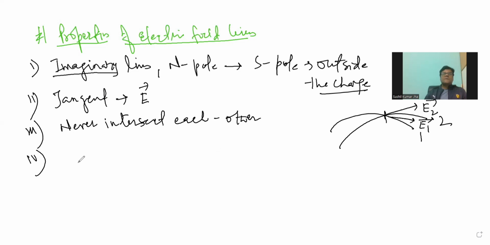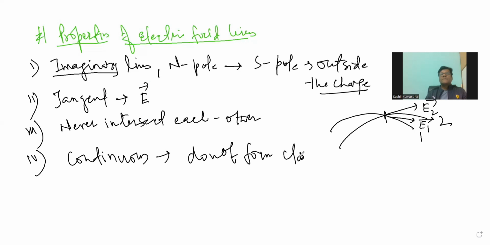And in general, they are continuous in nature, but do not form closed loops. Do not form closed loops because it starts from positive, let's say, and moves towards the negative charge. So it's continuous from positive to negative, but it does not happen that it goes from negative to positive. That is why it does not form a closed loop.